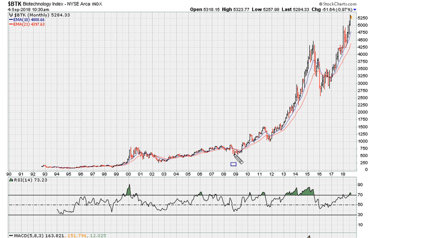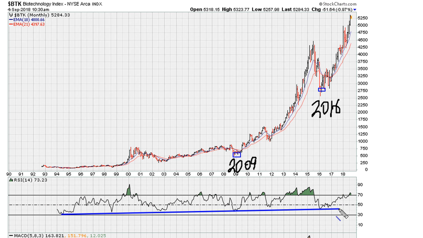Let's take a look at the biotech index, the BTK, and see whether we can use the single line analysis to identify some of the major turns over the last couple of years. Is there a line that gives us the lows of 2009 and the lows of 2016? Yes, there's a line connecting RSI lows, connecting the lows here, close to that level.